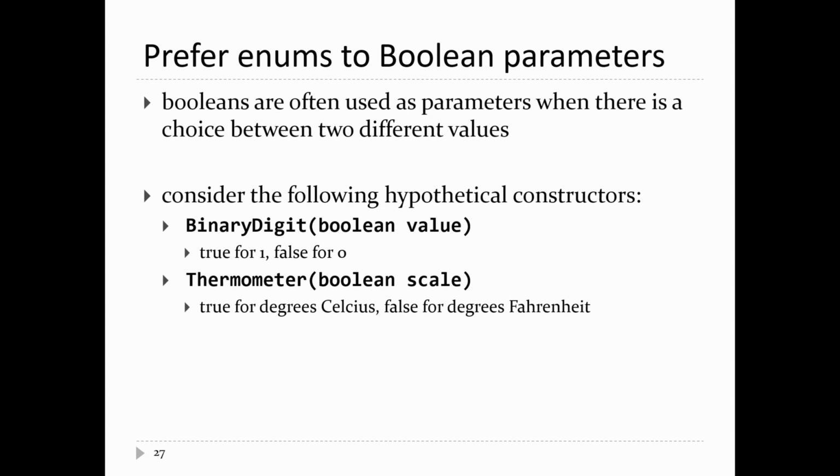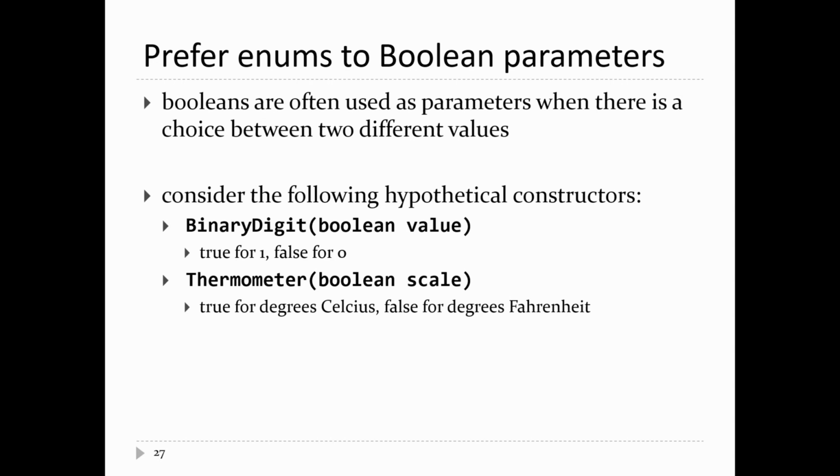So for example, these are both constructors. Imagine you have a class called binary digit. This represents binary digits, so zeros and ones. That's the constructor, so I'd like to initialize the binary digit to 0 or 1. Now you can say, well, Boolean values represent one of two values, so I can write Boolean value. If value is true, presumably you get a binary digit that's 1. If Boolean is false, presumably you get a binary digit that's 0.